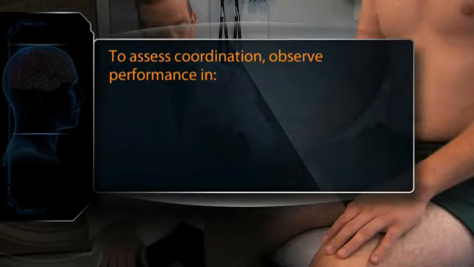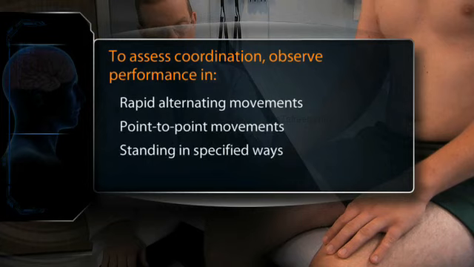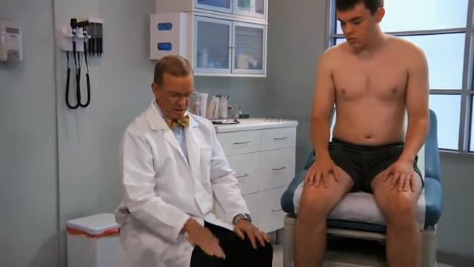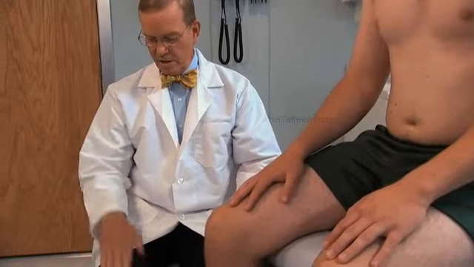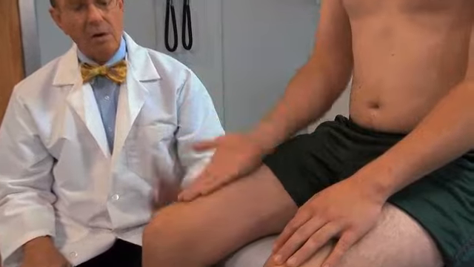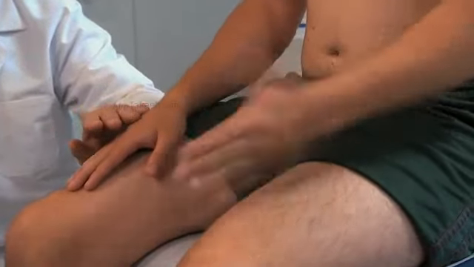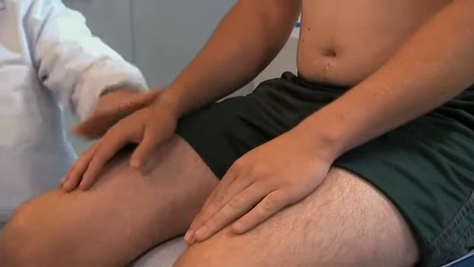To assess coordination, observe the patient's performance in rapid alternating movements, point-to-point movements, and standing in specified ways. For rapid alternating movements, show the patient how to strike one hand on the thigh, raise the hand, turn it over, and then strike the back of the hand down on the same place. Urge the patient to repeat these movements as rapidly as possible.